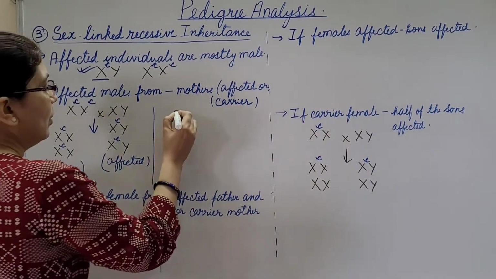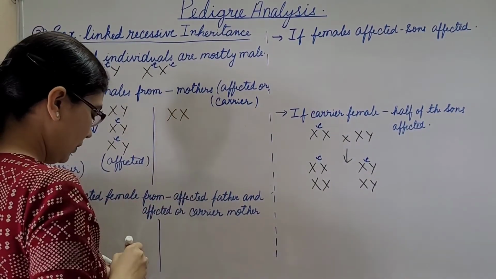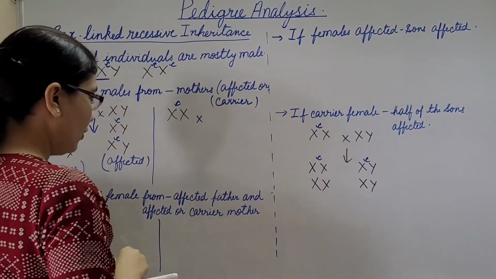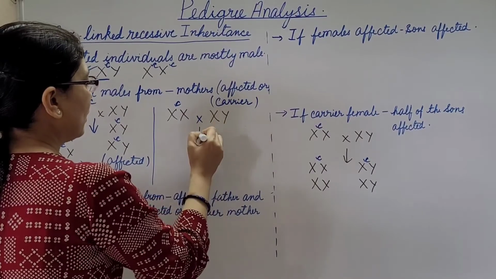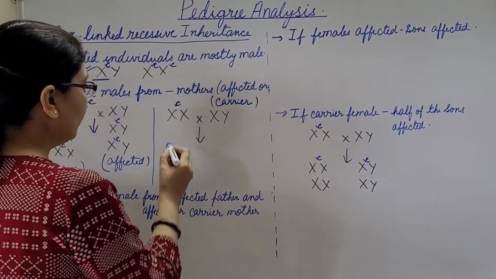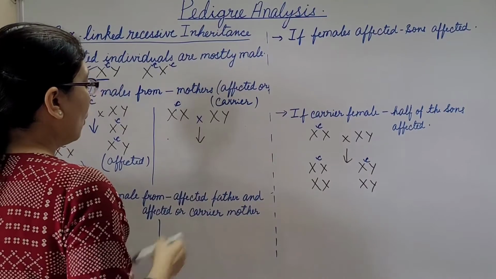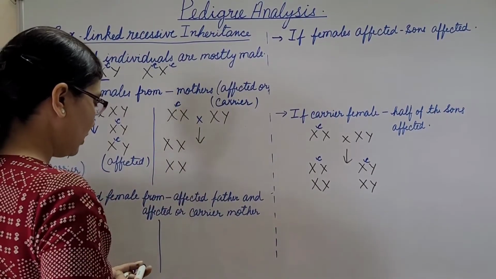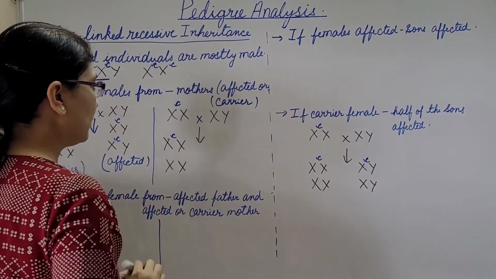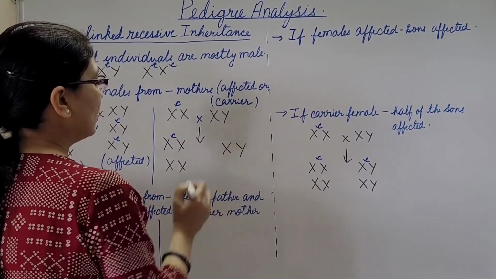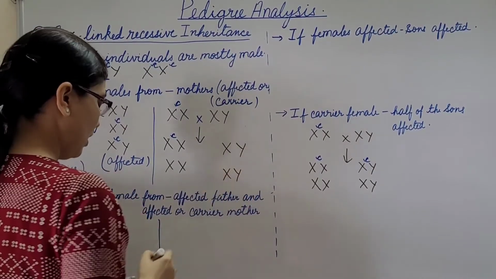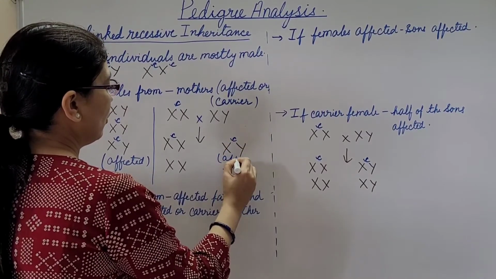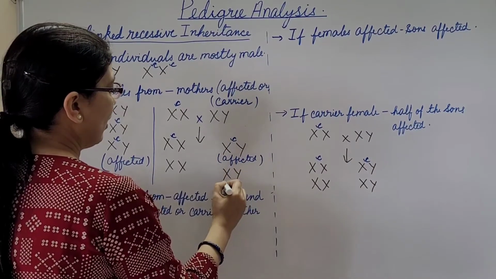If mother is carrier, means there is 1 copy of the recessive allele present, and father is unaffected. In that case, one of the daughters is a carrier and one is unaffected, and half of the sons are affected, half unaffected. So half of the sons or the males are affected and half unaffected.